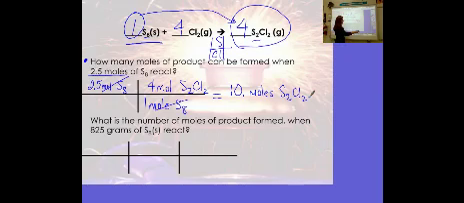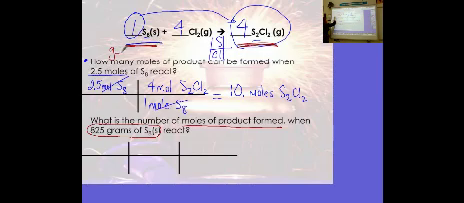Okay, what if we add another step? What is the number of moles of product? I'm still trying to get the same thing. I'm still going for moles of product. Now I start with 825 grams of S8. Still starting with S8. Now I have grams. First I have to take grams to moles, and then I can look at my mole ratio. So I start with what I'm given.